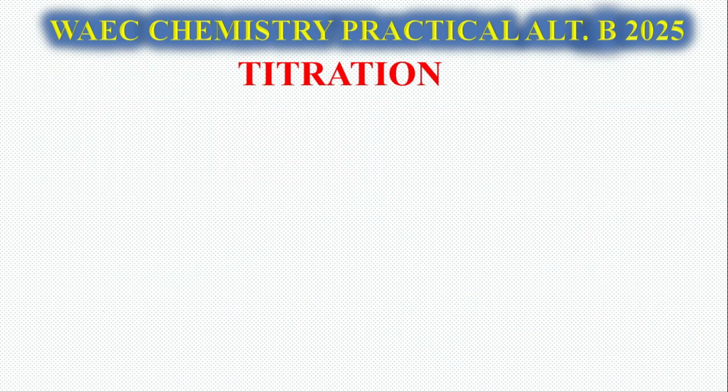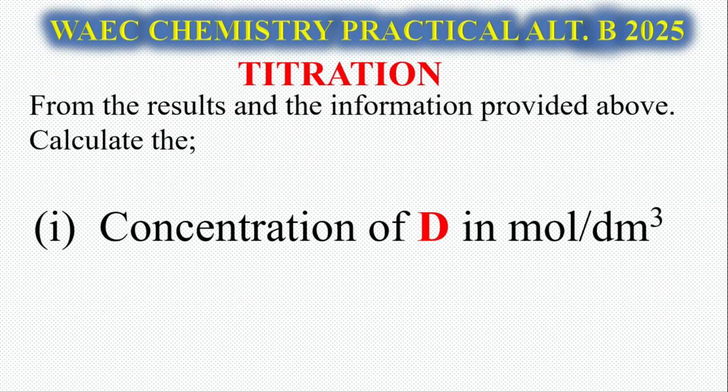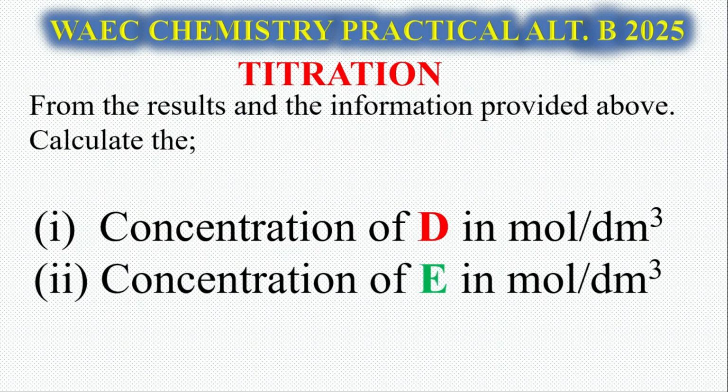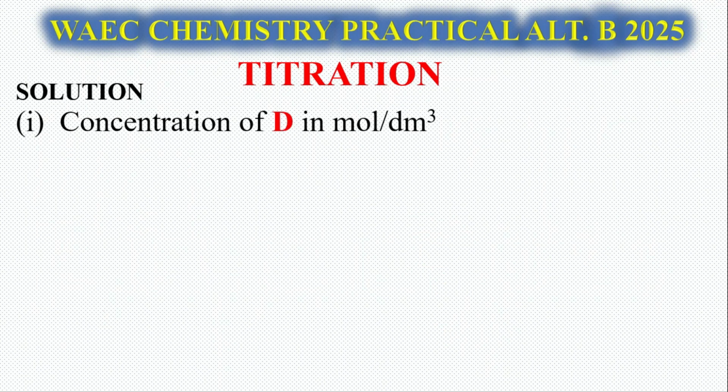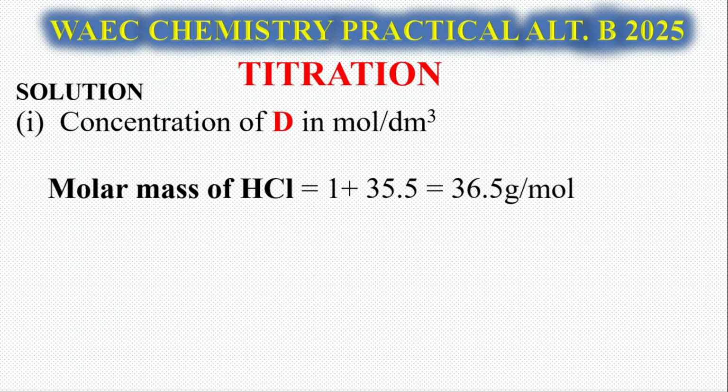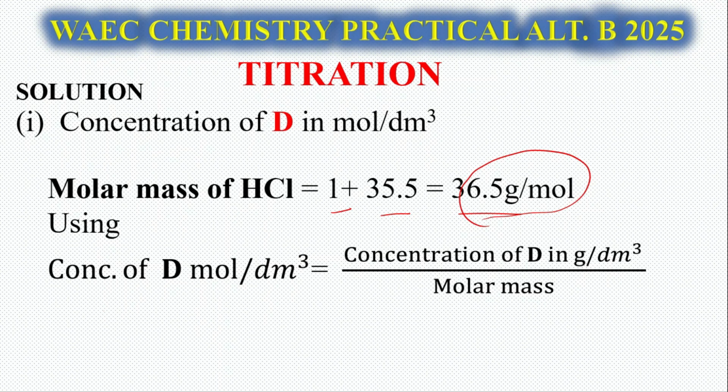Okay, let's move to how to solve the questions. Question number 1: from the result and the information provided above, calculate the concentration of D in mole per dm³, the concentration of E in mole per dm³, and the concentration of E in gram per dm³. Let's dive into the solution. Concentration of D in mole per dm³. Remember, we were given that D is hydrochloric acid, which is 1 plus 35.5, giving us 36.5 molar mass.